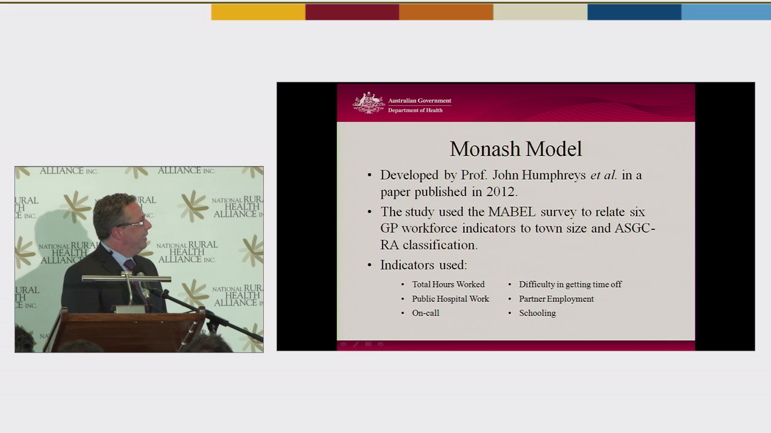But basically, the original paper used the MABEL survey, a longitudinal survey on medical officers, looking at their life and work patterns, and looked at how 6 key workforce indicators relate to both town size and the RA classification. And these indicators are ones that are well published as being key to how nice it is for a GP to work somewhere.